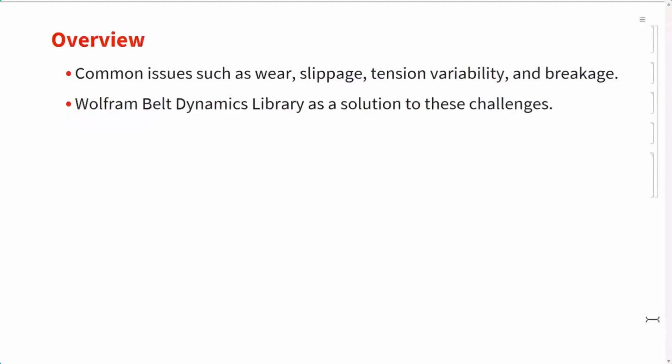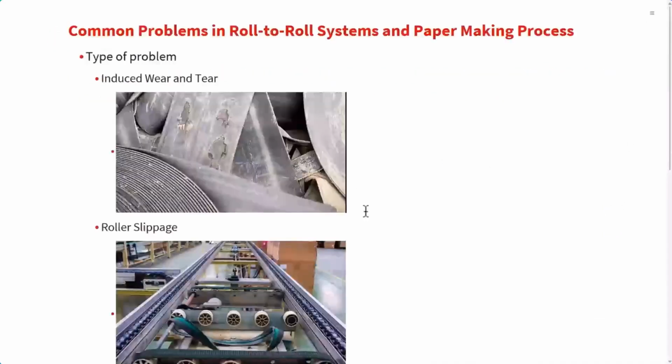In today's presentation, we will first look at the common issues such as roller slippage, tension variability, and breakage. After that, I will introduce the Wolfram Belt Dynamics library and show you how we can use it to address these challenges. Let's start by understanding some common problems faced in roll-to-roll systems.